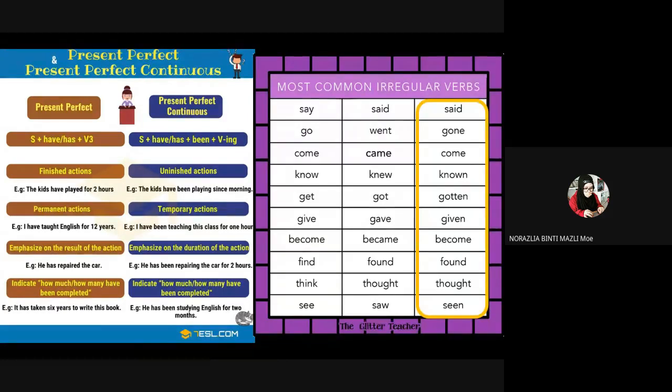Understand? Ingat je kalau present perfect continuous ni mesti ada been, ada ing. Okay, kalau present perfect tu dia setakat have or has kemudian tambah yang V3 tu. And then another thing you have to remember bila nak pakai have, bila nak pakai has lah. Have for plural subject, has for singular subject. Okay, I and you special so pakai have. I have been teaching, I have taught. Okay, let's continue.